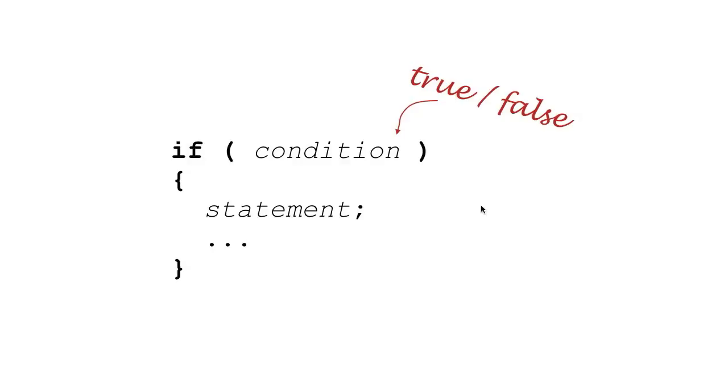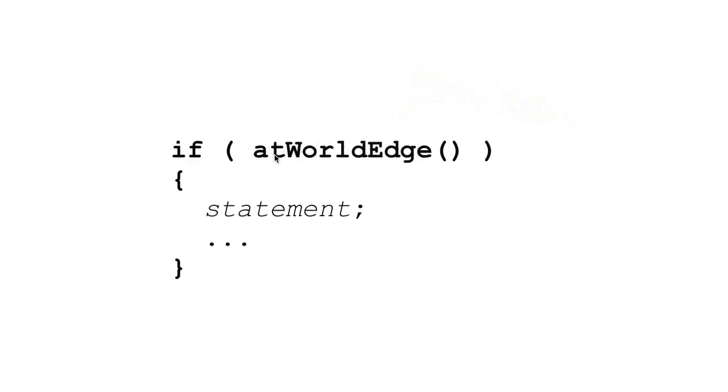Now we have just seen that our @WorldEdge method gives us true or false. So in place of the condition here, we can just use that method. And then we say if @WorldEdge, and here, in place of the statement, we will use turn. So essentially we're saying if we are at the edge of the world, then turn.